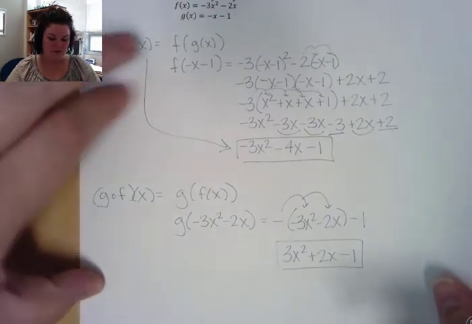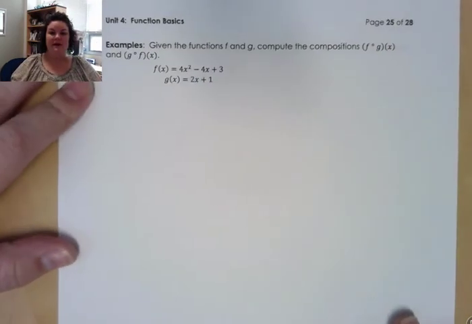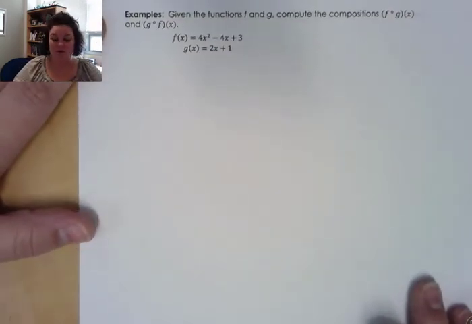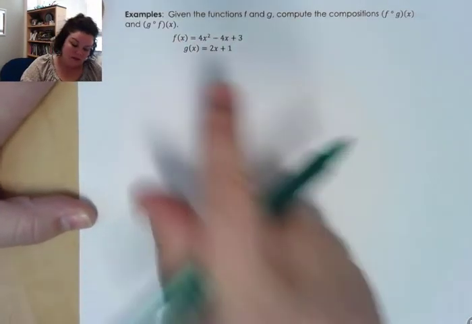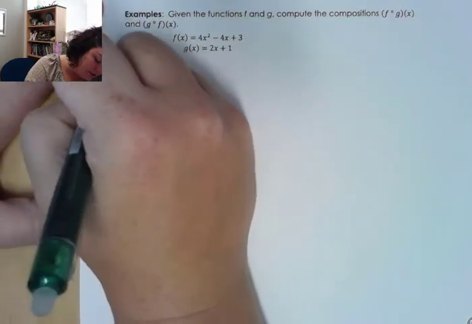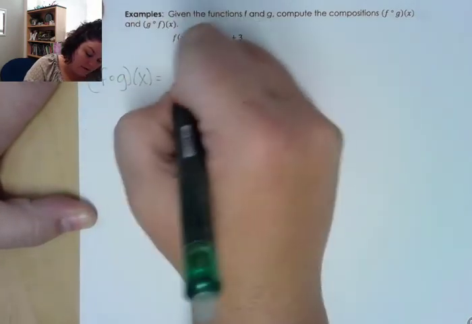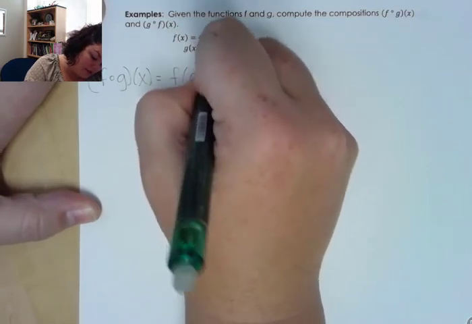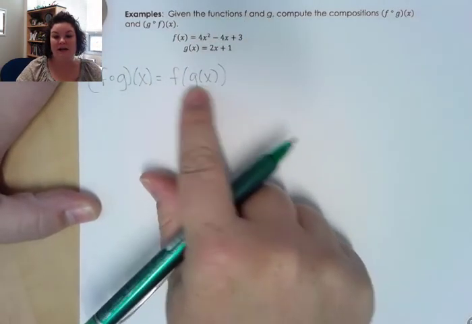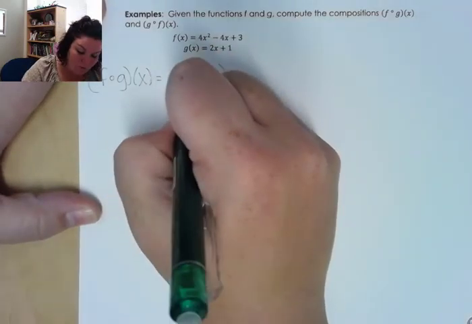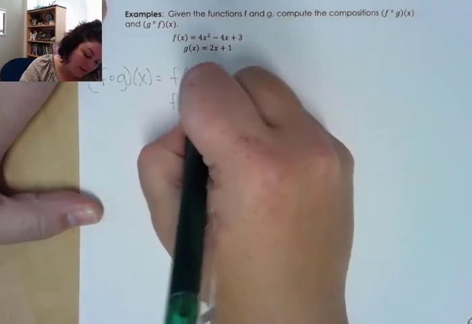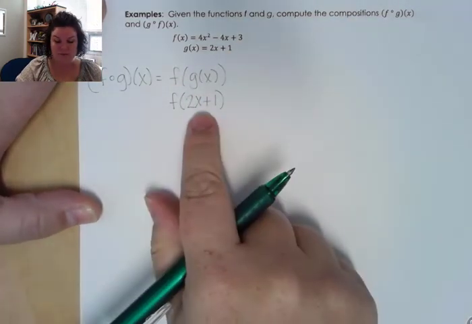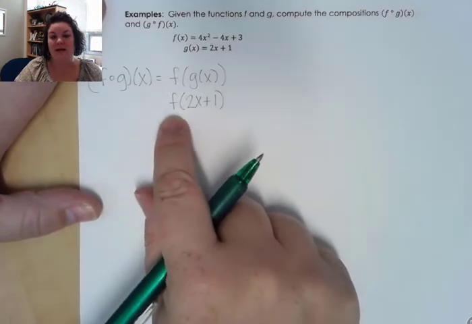Okay. So on the next page, same idea. We want to do f composed with g, and then g composed with f of these two functions. Okay. So let's go ahead and do f composed with g of x, which means that I'm sticking my g function inside my f function. So I'm going to go ahead and write in what my g function is. My g function, if I look up here, is 2x plus 1. So 2x plus 1 is what I want to stick inside my f function.